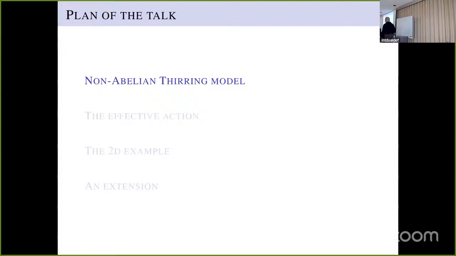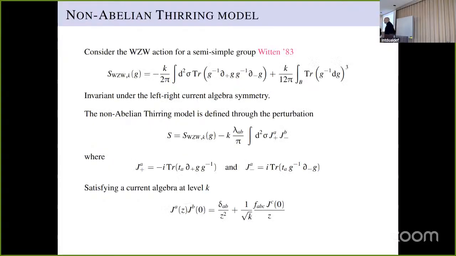So let's start with the model. The starting point, instead of starting with the Gaussian point, we'll start from a field theory. We're going to take the Wess-Zumino-Witten action at level k, for a group element g belonging to a semi-simple group. This is the kinetic term, and this is the Wess-Zumino term. This is invariant under the left-right current algebra symmetry. So this is my starting point. This is my conformal field theory.